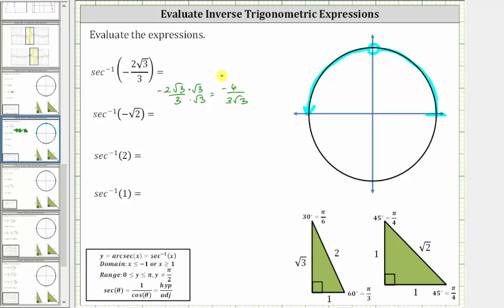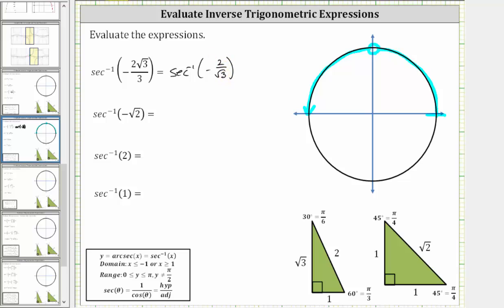The 3 and the 6 simplify. There's one 3 and 3, and two 3s in 6. This simplifies to negative 2 divided by square root 3, which means you can rewrite the given expression as inverse secant of negative 2 divided by square root 3. Now we will ignore the negative for a moment and determine which angle in the reference triangles gives us a secant function value of 2 divided by square root 3.